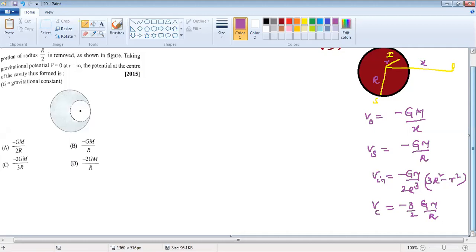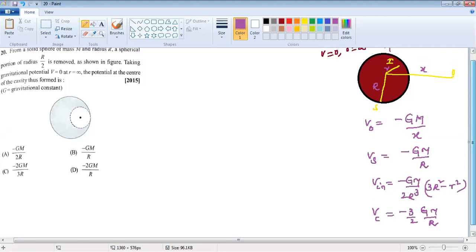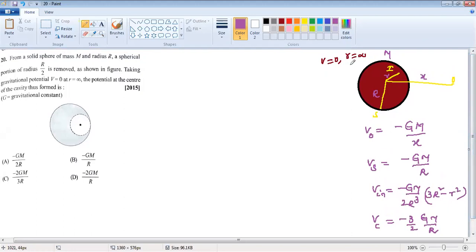Sometimes they will ask questions to find the potential energy or work done to bring a mass from infinity to the given point. Then potential energy equals mass times potential. It's a very, very important concept. To bring the mass from infinity, where potential is 0, work done is 0. To bring the mass to the center, we calculate the potential at the center, multiplied by the mass, then we get the work done and the potential energy. So these are the very important points. Now we move on, with the help of these relations, to solve the given numerical.